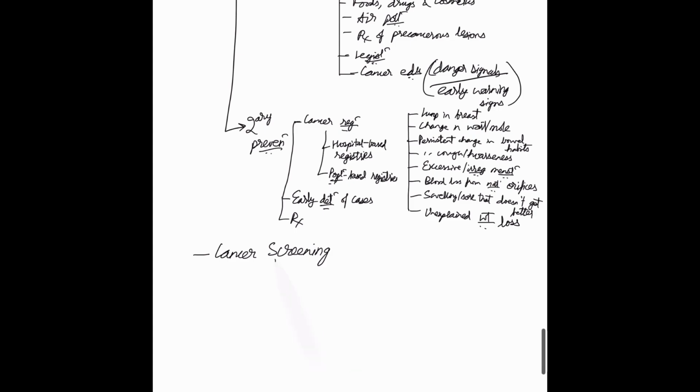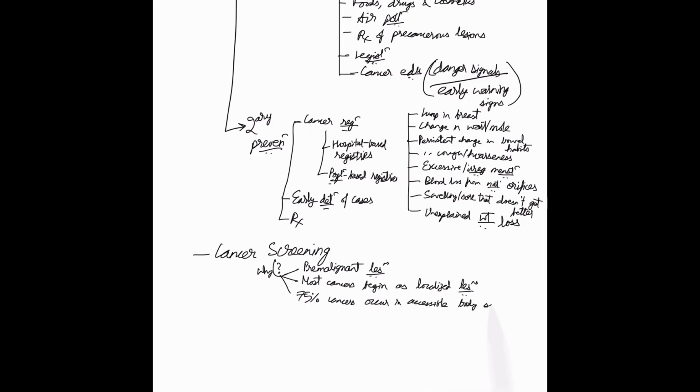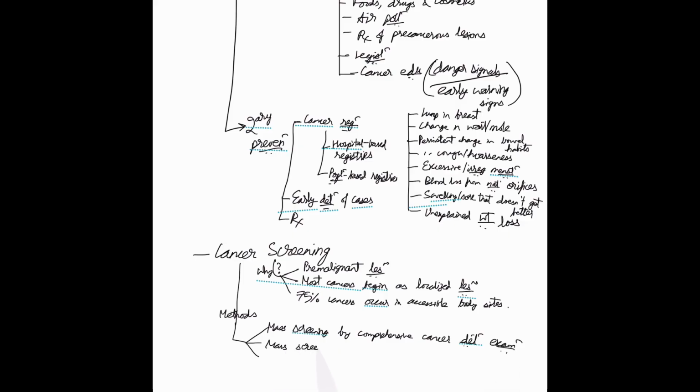So now coming to cancer screening, we see the methods of cancer screening. So why cancer screening in the first place? We detect pre-malignant lesions, and we should know that most cancers begin as localized lesions, and 75% of cancers occur in accessible body sites. So the methods of screening are mass screening by comprehensive cancer detection examination, mass screening at single sites, and selective screening for cervical cancer, breast cancer, and lung cancer.